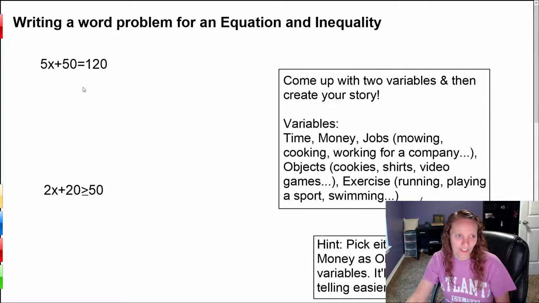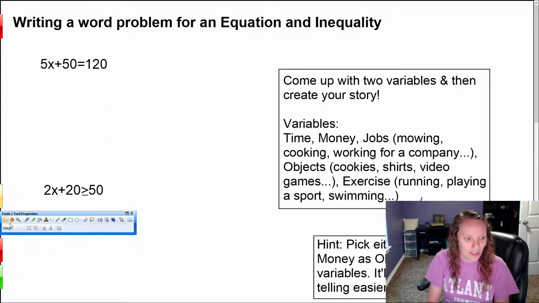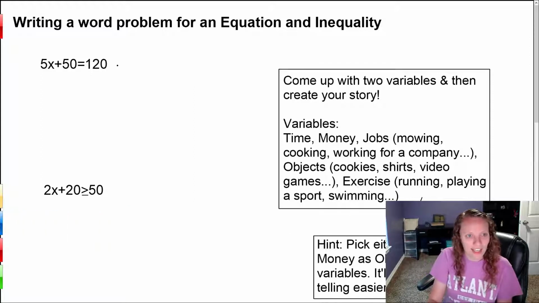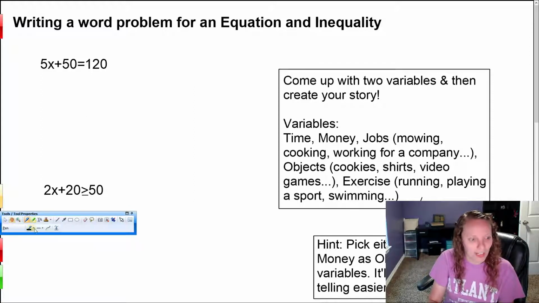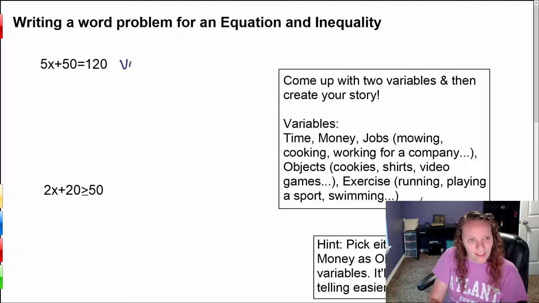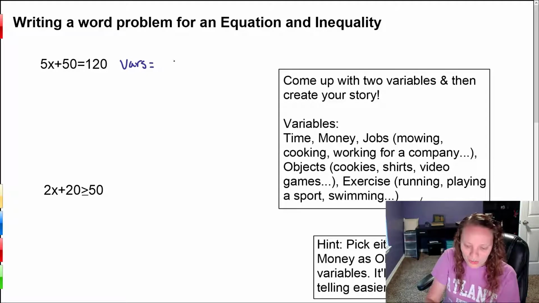So let's look at the first one. 5x plus 50 equals 120. I'm going to start with deciding what are the two variables that I want to use. And I'm going to use minutes and hot dogs.